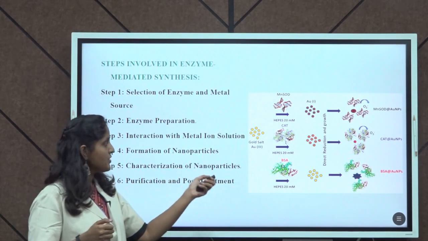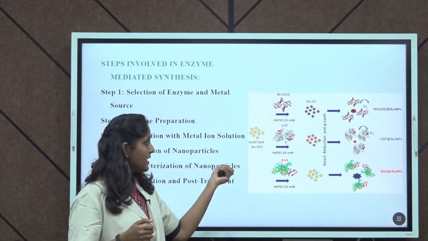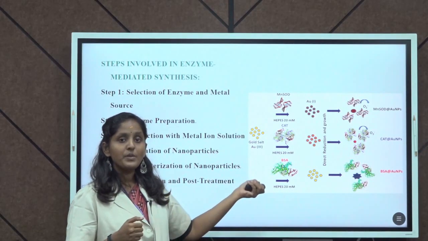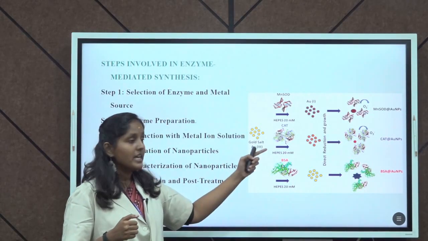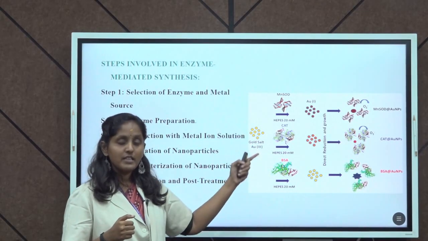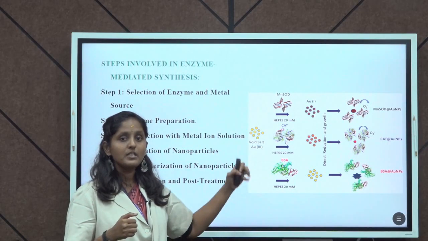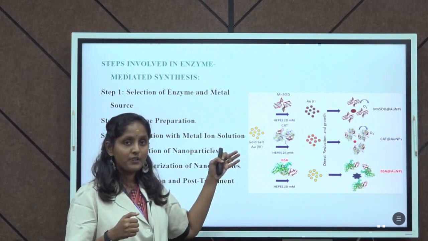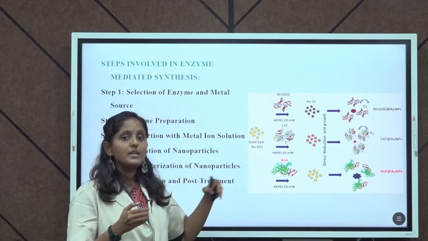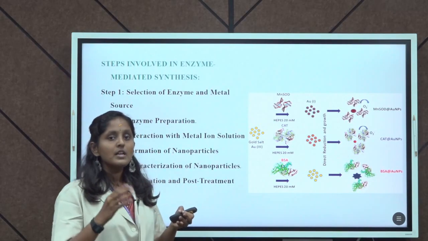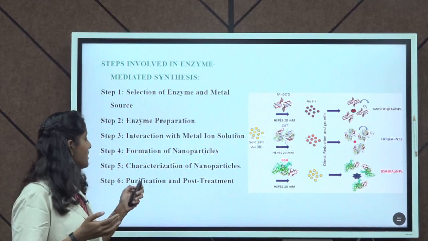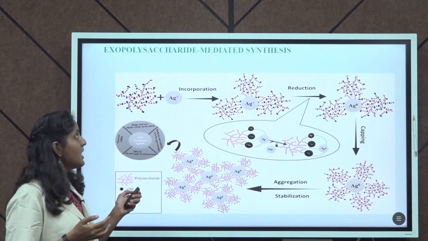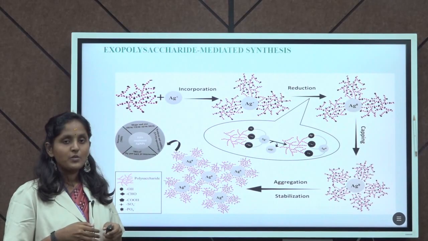So, here in this image if we can see, gold salt is being introduced into an environment where 3 different enzymes are used, and based upon the enzymes we are getting 3 different products, that is 3 different nanoparticles with 3 different categories. From this we can conclude that depending upon the enzyme that we are using, the resultant nanoparticle characteristics might change. So, the next method will be exopolysaccharide mediated nanomaterial synthesis.